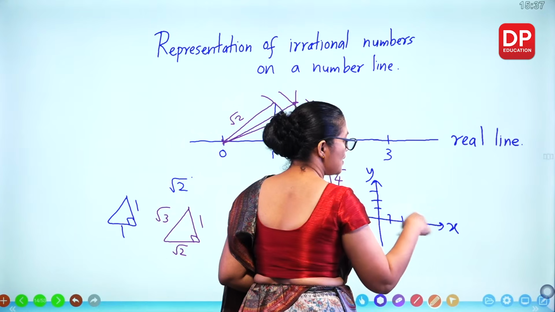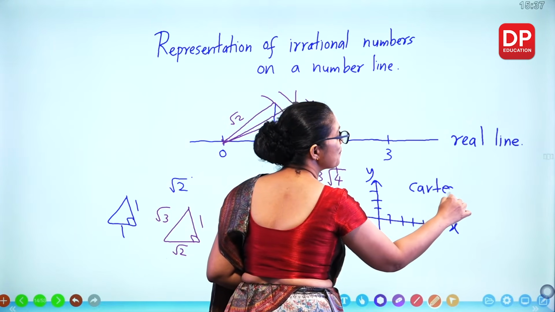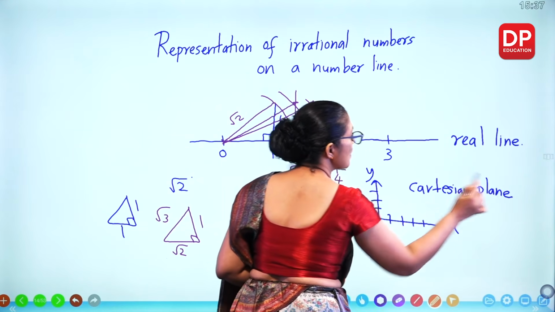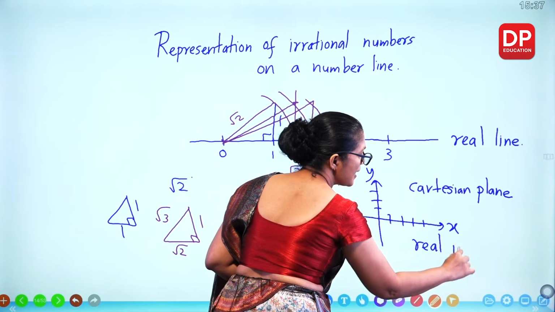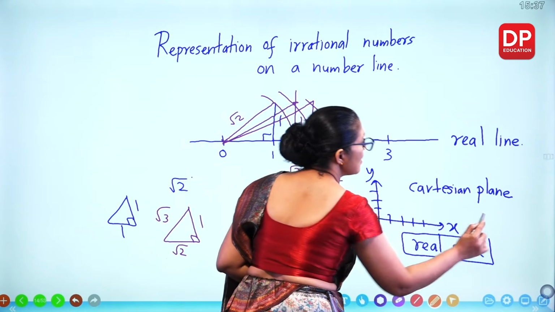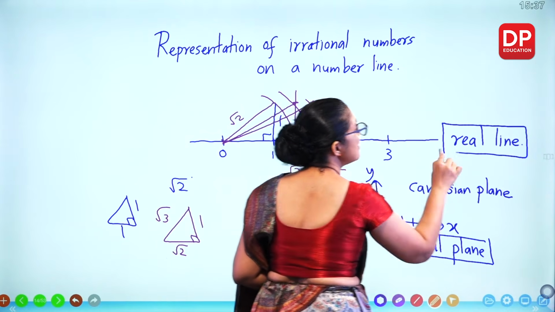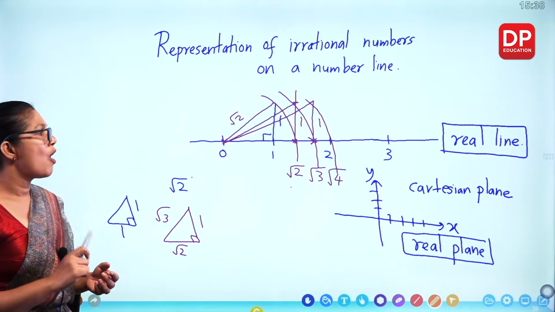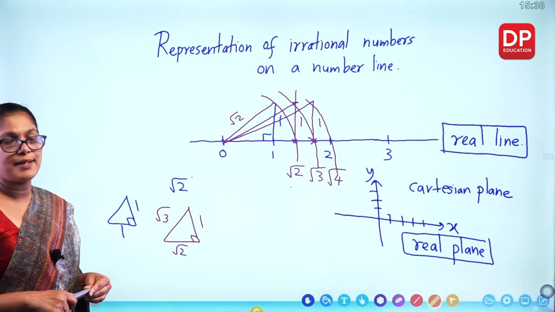So if it's a Cartesian plane, we call that a real plane. If it's a number line, it's a real line, because we can show all these numbers on a number line as well as on a Cartesian plane.